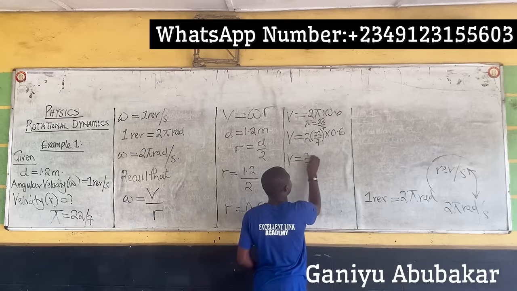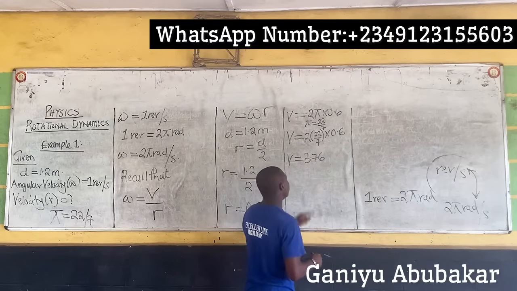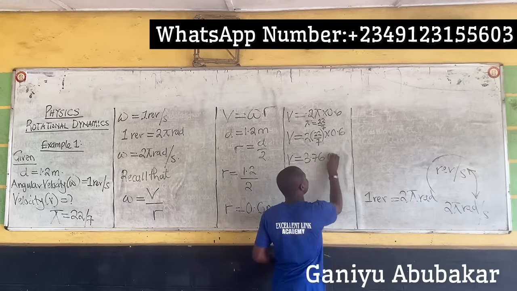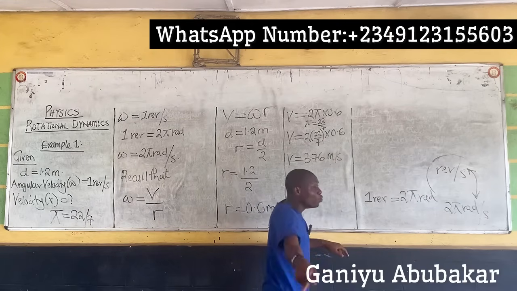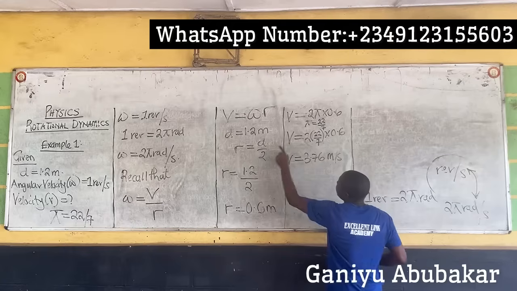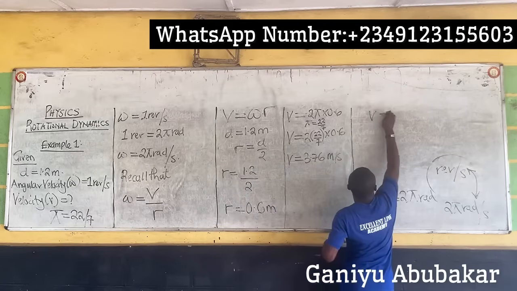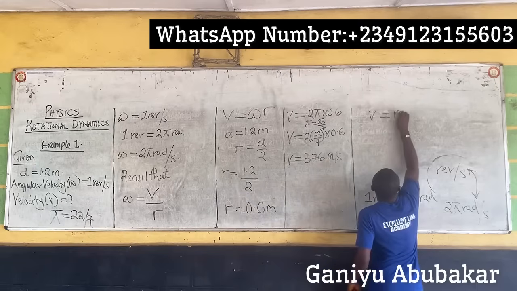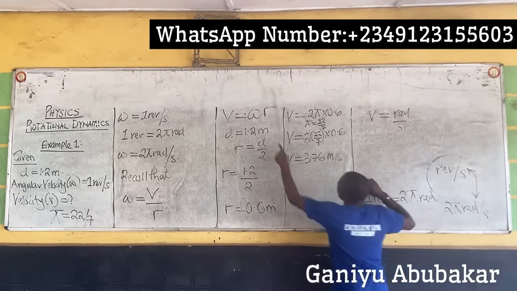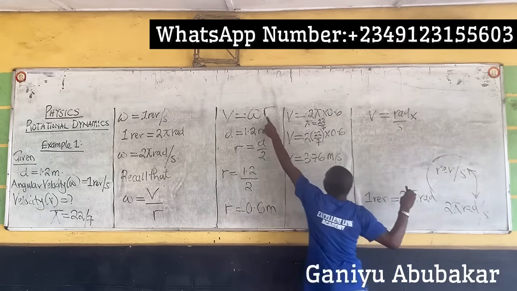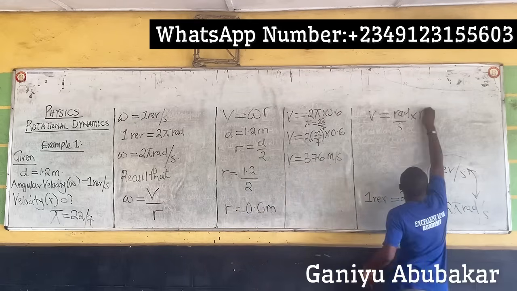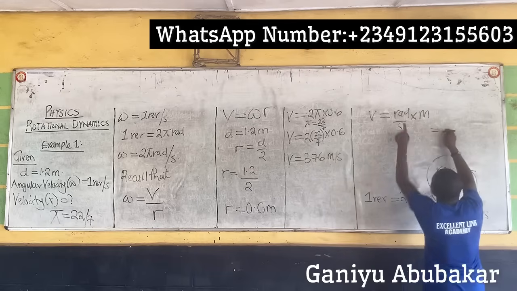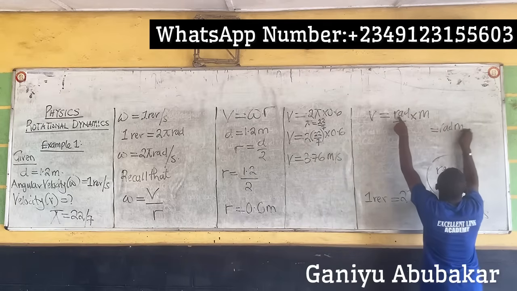3.76. This gives 3.76. Please, velocity is measured in meters per second. So I have meters per second. Some of you will say, because I'm having V equal to omega, which is rad per second, times radius R in meters. I'm not asking what the unit is for this answer. Some people will say this is rad meter per second.